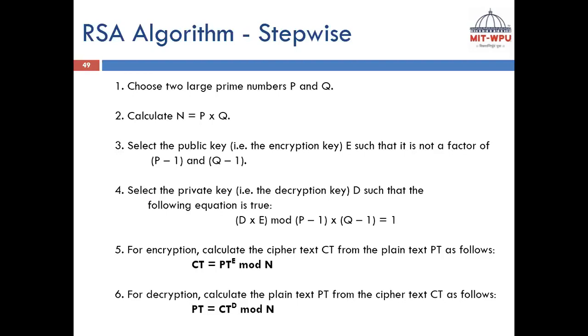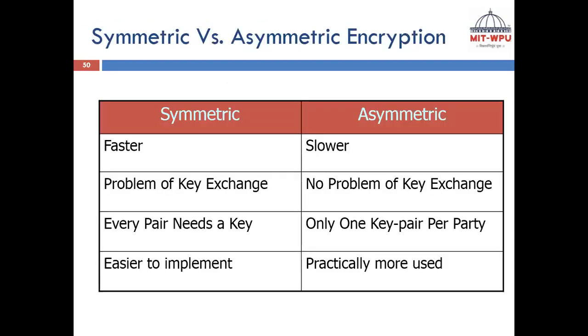For encryption, calculate the ciphertext CT from the plain text PT as follows: CT equals plain text raised to the power E mod N. For decryption, calculate the plain text PT from the ciphertext CT as PT equals CT raised to the power D mod N. Now this RSA algorithm is mathematically based, so it is difficult to break. It works on the strategy of the multiplicative inverse. These numbers P and Q are relatively prime numbers. They are quite complex, and factorizing P and Q is going to be very difficult because these numbers are huge and relatively prime. So factorization is the major thing which makes a cryptographic algorithm like RSA unbreakable.